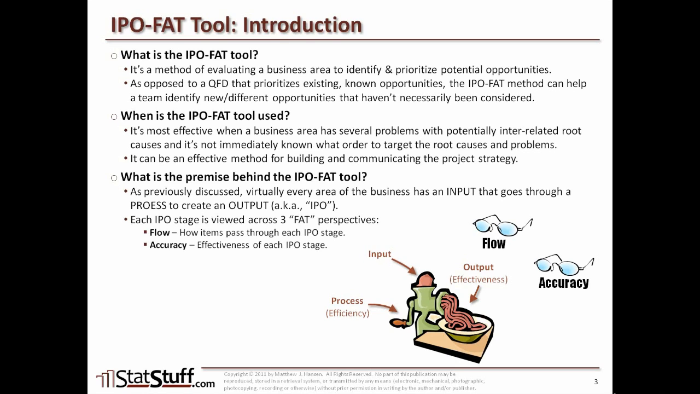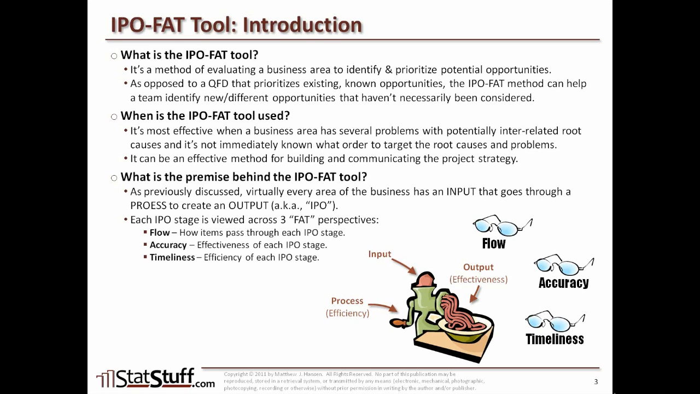It's looking at the effectiveness of each of those stages, the effectiveness of the inputs coming in, the quality of those inputs coming in, as well as the quality of the process itself and what's coming out of the process. And then finally, it's like looking at the perspective from a timeliness side. That is, looking at the efficiency of how the inputs are coming into the process, the efficiency of the process itself in creating those outputs.